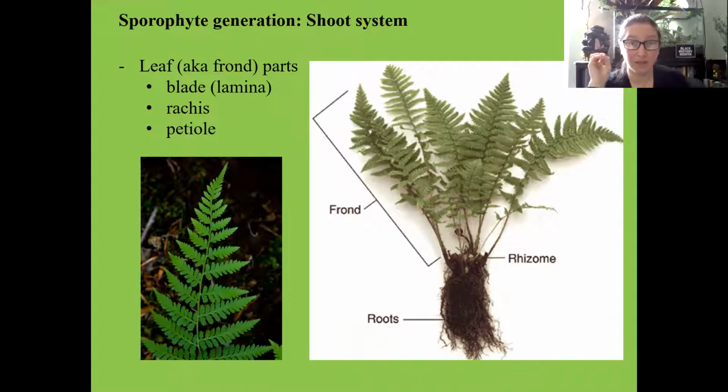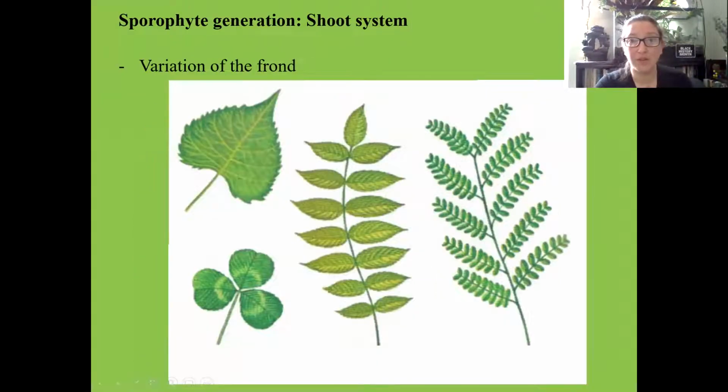And the leaf has 3 parts in the ferns. There's the blade or lamina, which I don't know if you can really see here, but it's the green part. Then the rachis, which is the stem inside of the blade or lamina, and then the petiole, which is the stalk. There'll be more pictures of this on later slides that could be easier to see. Okay, and there's a lot of variation in the leaf.